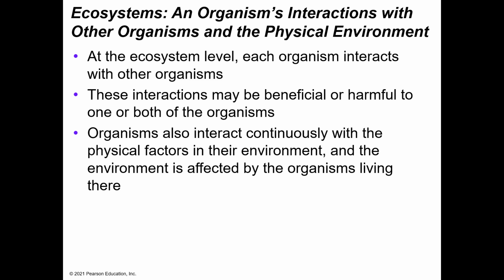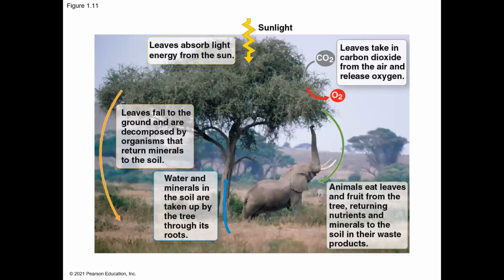Organisms are continuously interacting with their environment, and the environment is affected by the organisms that live there. For example, plants will shape the types of environments that they are able to grow in. This pine savanna shown here is mainly covered with a lot of grasses and shrubs, not as many trees. But if it was capable of housing lots of trees, it would. And so the types of plants that are in an environment many times will influence the types of animals that are in an environment.